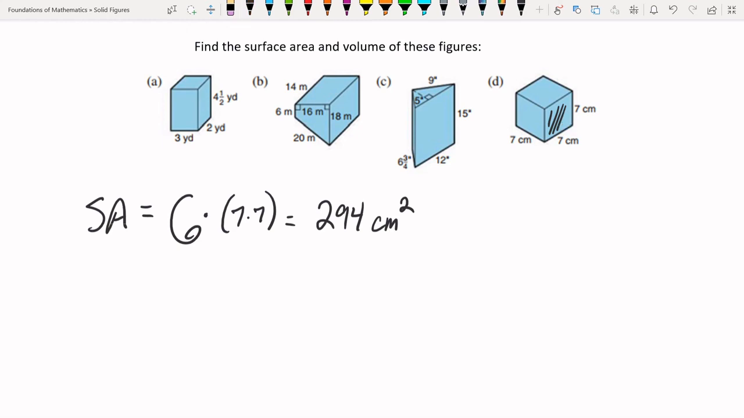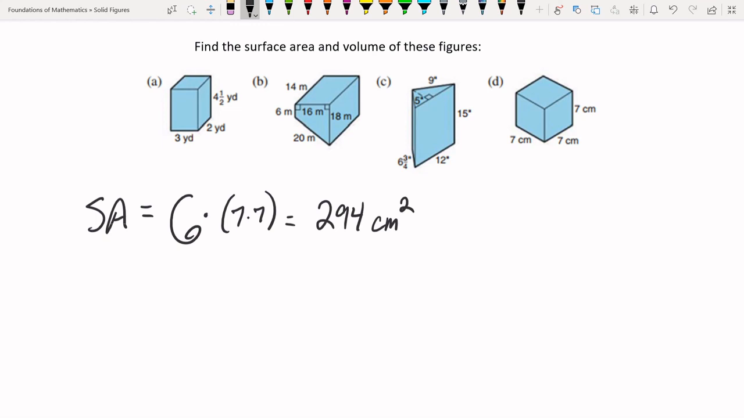And that's only so easy because the cube has such a restricted definition. All of the lengths are exactly the same. You can find the area of each of the surfaces. If that doesn't make sense to you, they're all going to be 7 times 7, and then you add them all up.